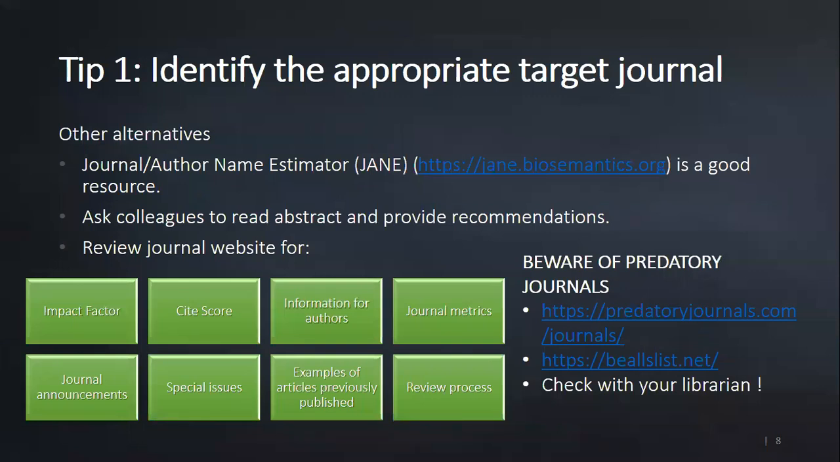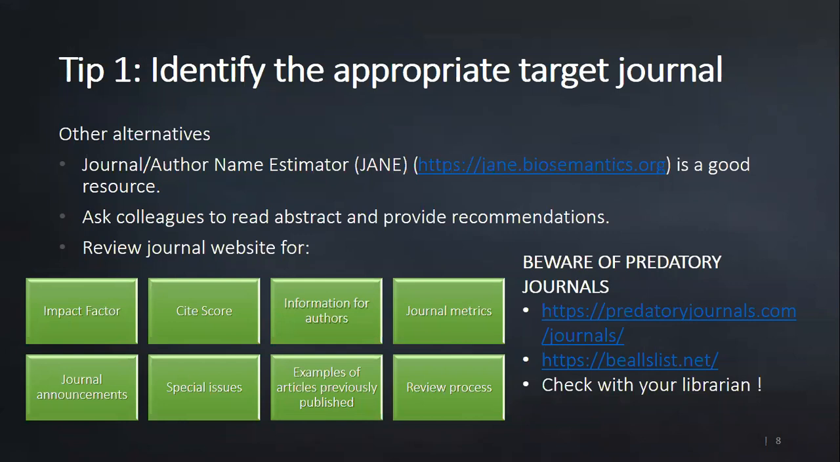There are also other ways that you can identify the appropriate target journal. There's one site that I put on the screen here. It's called Jane, the Journal Author Name Estimator. It's a good resource that I've used before as well. You can just cut and paste your title and abstract, and it will give you some recommendations on what other journals may be suitable for you to publish in.